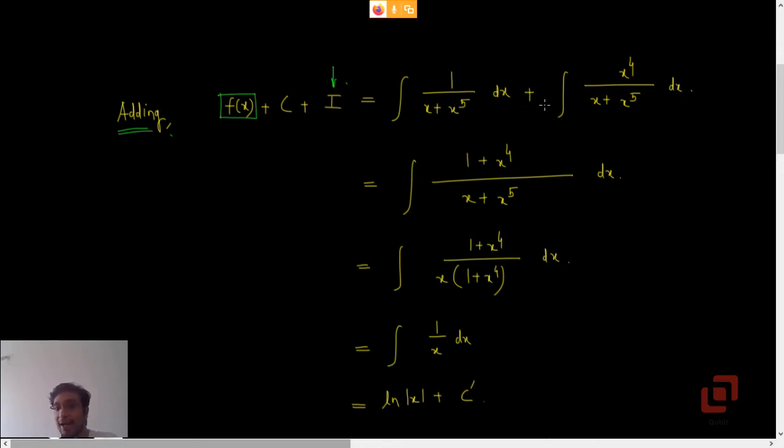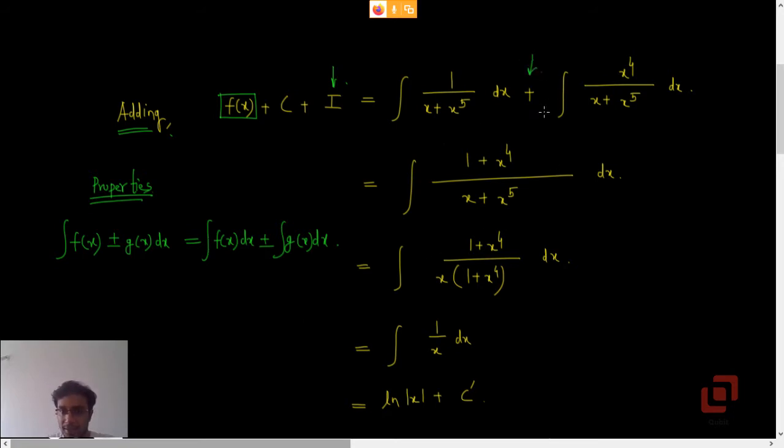So what will happen if you add? We have these properties of integrals, and one of those properties is this one: integral of f of x plus or minus g of x dx is equal to integral of f of x dx plus or minus integral of g of x dx. So now we are making use of this property here. We are adding these two integrands now.